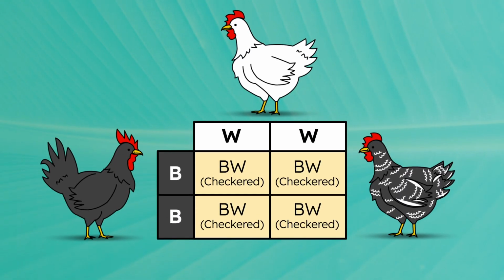So, how do we represent this when we model inheritance? With codominance, alleles are often written in a way that shows that neither one is dominant over the other. For example, we might use different letters such as B for black and W for white.